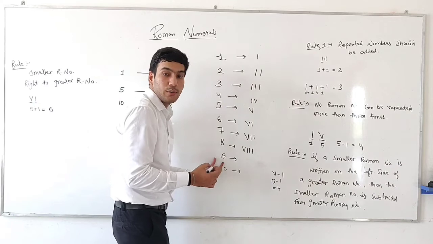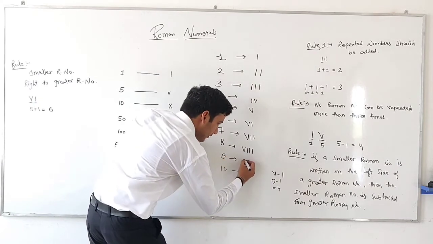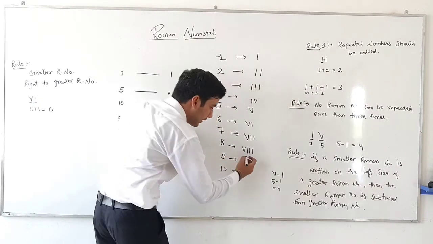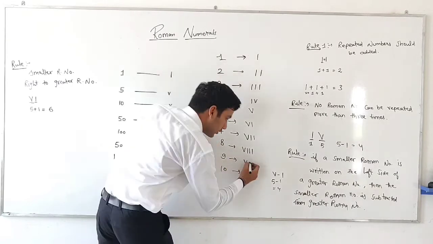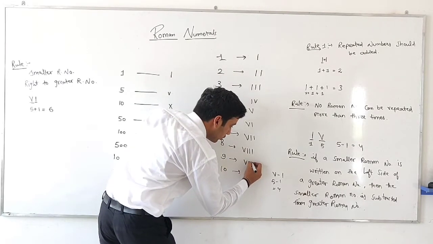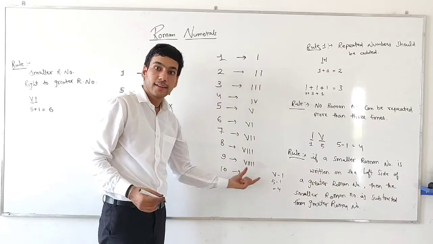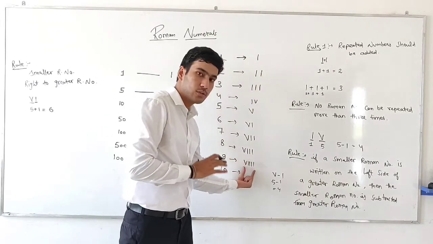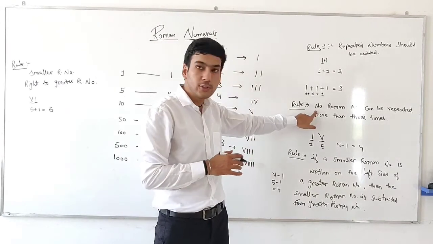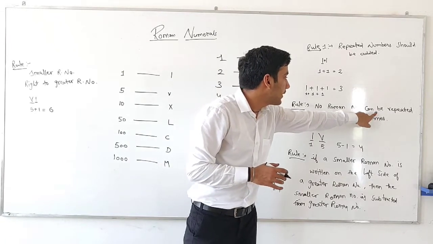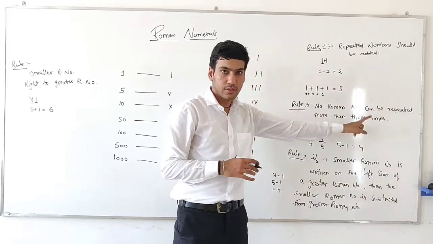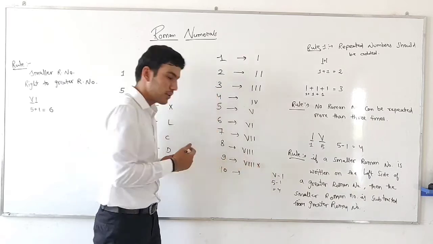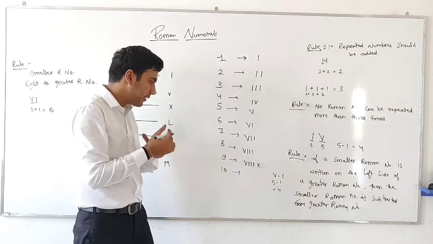Next, what is the Roman symbol for 9? This is for 5 and we want 4 more now. So 1, 2, 3, 4. Is this right? No, student. This is wrong. Why? Because as you have learned, no Roman number can be repeated more than 3 times. So this is wrong. So what is the Roman symbol for 9?